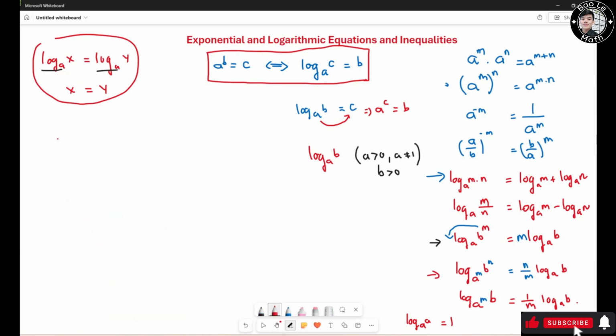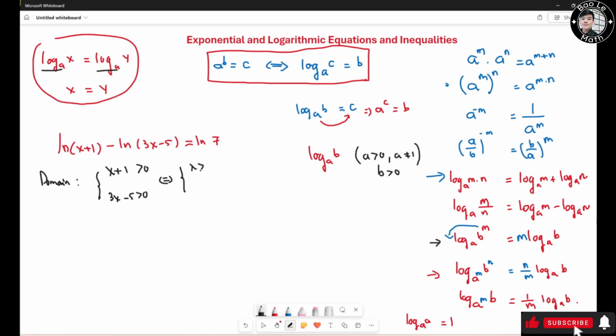For example, I need to solve natural log of s plus 1 minus natural log of 3s minus 5 equals natural log of 7, right? Now I look at this one, I need to find the domain first, right? So the domain is going to be s plus 1 greater than 0 and 3s minus 5 greater than 0, right? So this guy turns out to be s greater than negative 1 and s greater than 5 over 3, right? Now I put this guy on the number line.